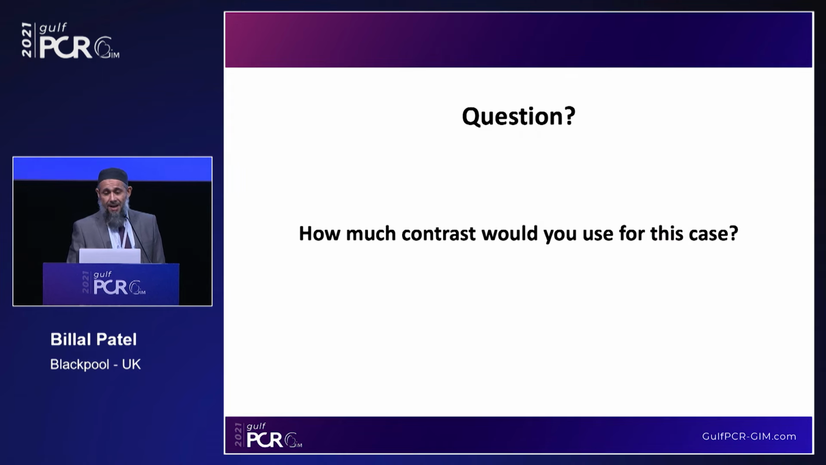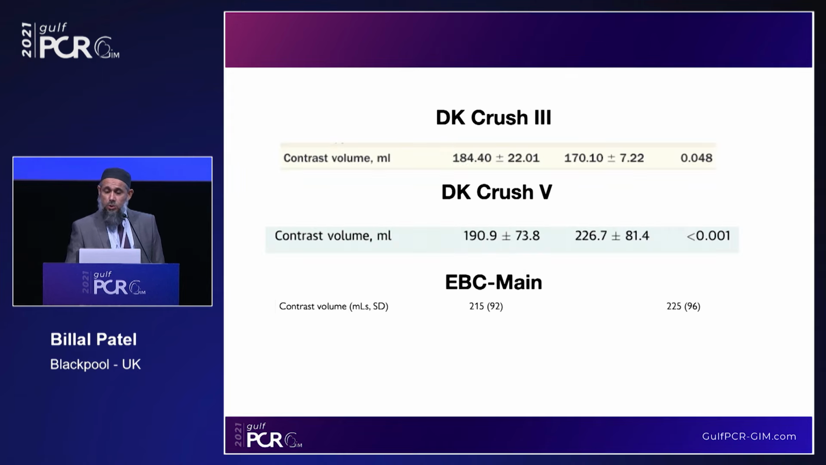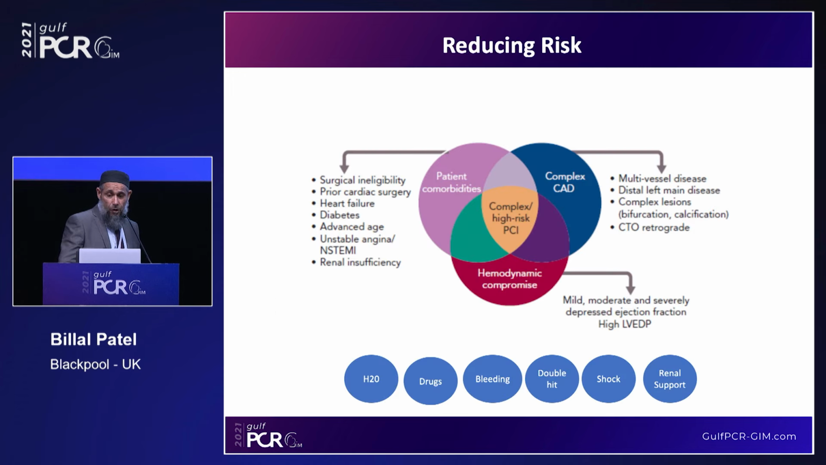So question again, how much contrast would you use for this case? When we look at these studies, DK Crush 3, DK Crush 5, and EBC main, in all of them they were using close to around 200 mils of contrast. Taking into account that if you know the patient has CKD, you'll probably use less. However, this is a group of patients where, traditionally, we think you'll use large volumes of contrast. It's possible to do these cases, reducing the amount of contrast.